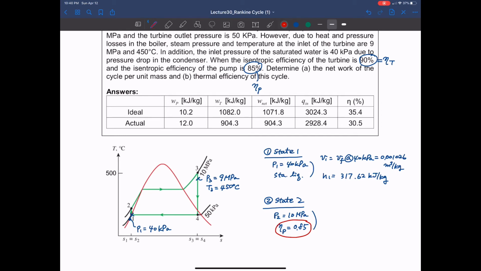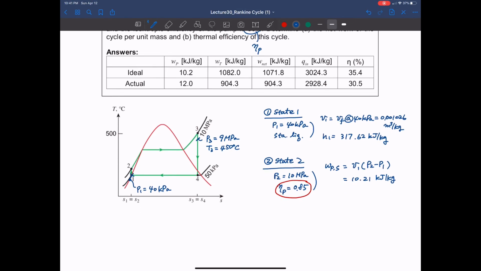So now, let's use WPS as the ideal pump work. Then how can you calculate the ideal pump work for that case? Still the same thing: we use V1 times P2 minus P1. So that is the ideal pump work that you can calculate, which is given as 10.21 kilojoule per kilogram. Okay. Then we are ready to use the pump efficiency. So pump efficiency is given as ideal pump work divided by actual pump work, right?